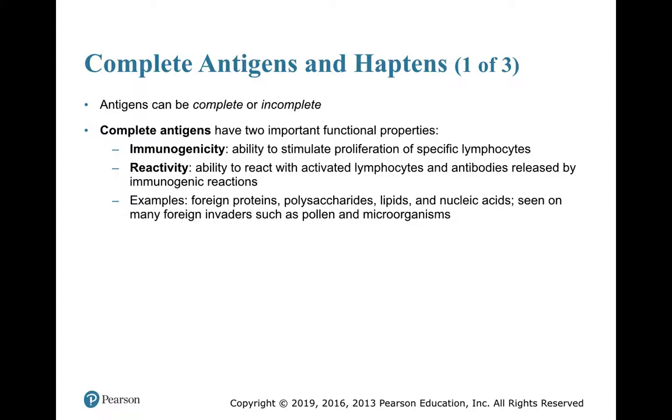So complete versus incomplete. Complete antigens have two important properties. They are immunogenic and they are reactive. So immunogenicity means they have the ability to stimulate the proliferation of a specific lymphocyte class. Could be a clone of B cells, could be a clone of T cells against this immunogen. Reactivity means that they react with activated lymphocytes and the antibodies released as a result of this interaction.